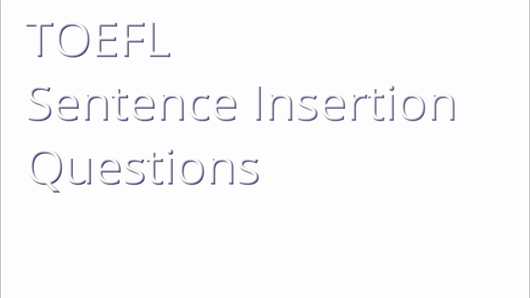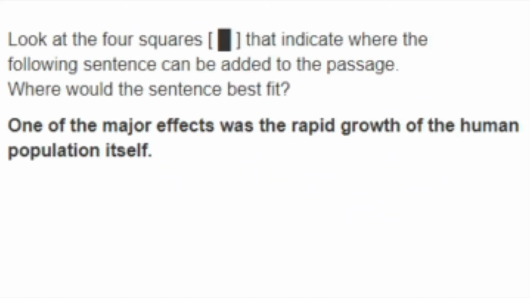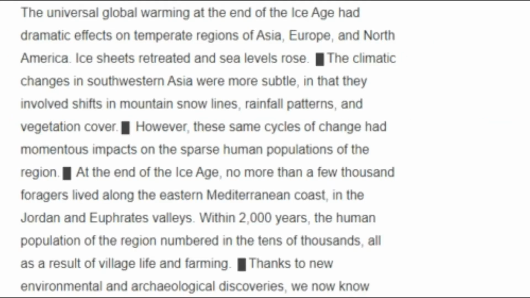Sentence insertion questions. Cohesion and types of cues. In a sentence insertion question, you are given a sentence and asked to decide where the sentence best fits into the reading passage. This is the way the question is phrased. Look at the 4 squares that indicate where the following sentence could be added to the passage. Where would the sentence best fit?